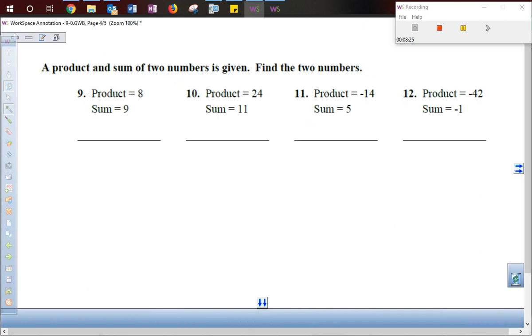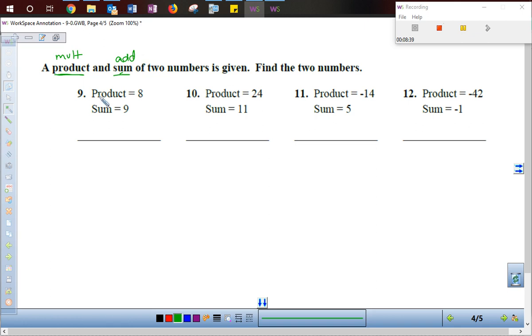Alright. Now, on 9 through 16, it says a product and sum of 2 numbers is given. They want you to find the 2 numbers. Now remember, product means that we're multiplying those 2 numbers together, and sum means we're adding 2 numbers. So what's happened is they've picked 2 numbers. They've multiplied them together, and they've added them together. And they gave you what 2 numbers they got as a result. They want you to figure out what those 2 numbers are. Now to do this, it's actually not that much work.